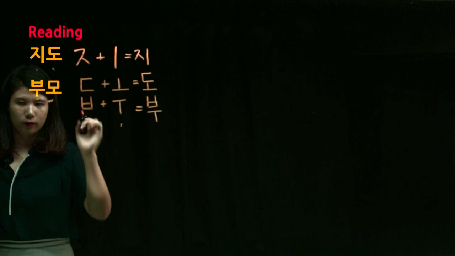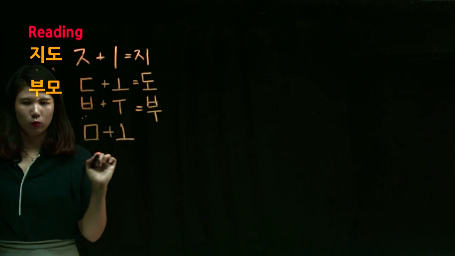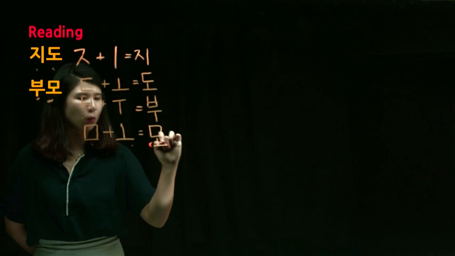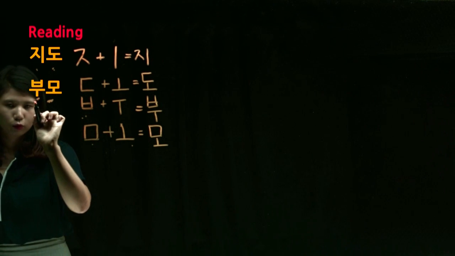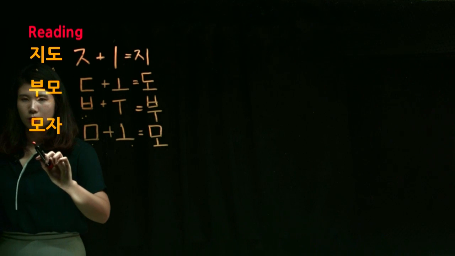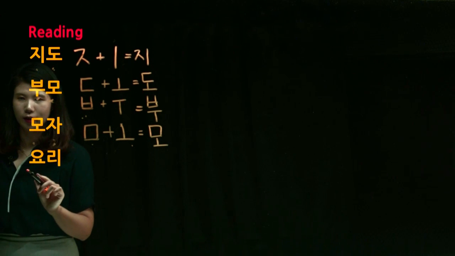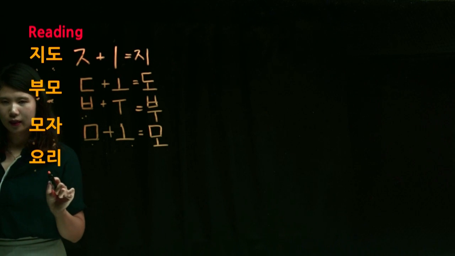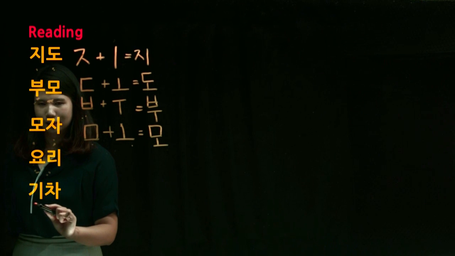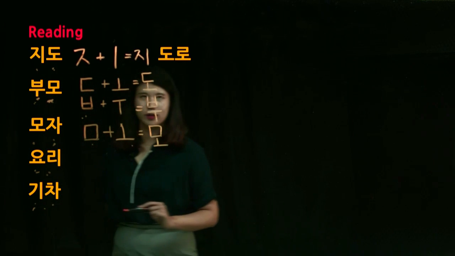And the second one over here. M plus O, ma, O. So it's mo, mo. Together, pu, mo, pu, mo. Very good. Let's try it again. Mo, cha, mo, cha. Okay, another one. Yo, ri, yo, ri. Okay, did you get this one? Ki cha. Ki cha. Okay, very good.